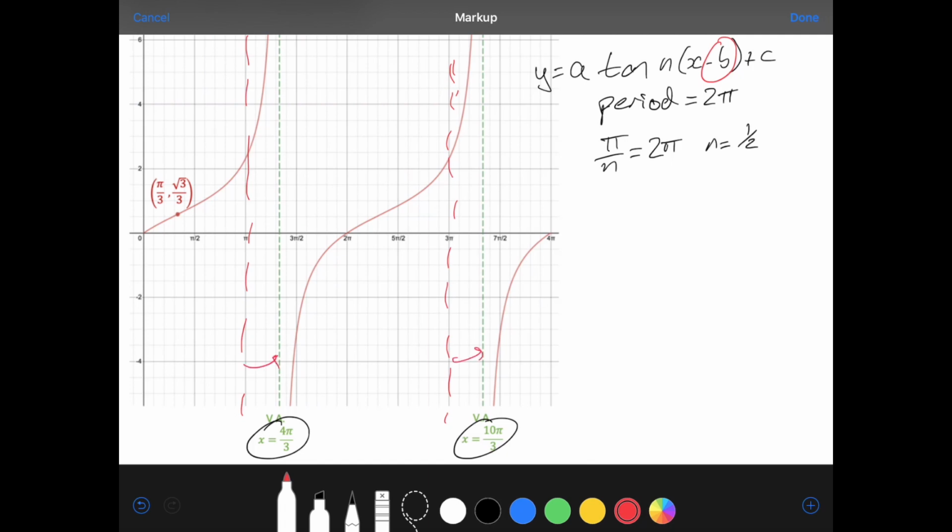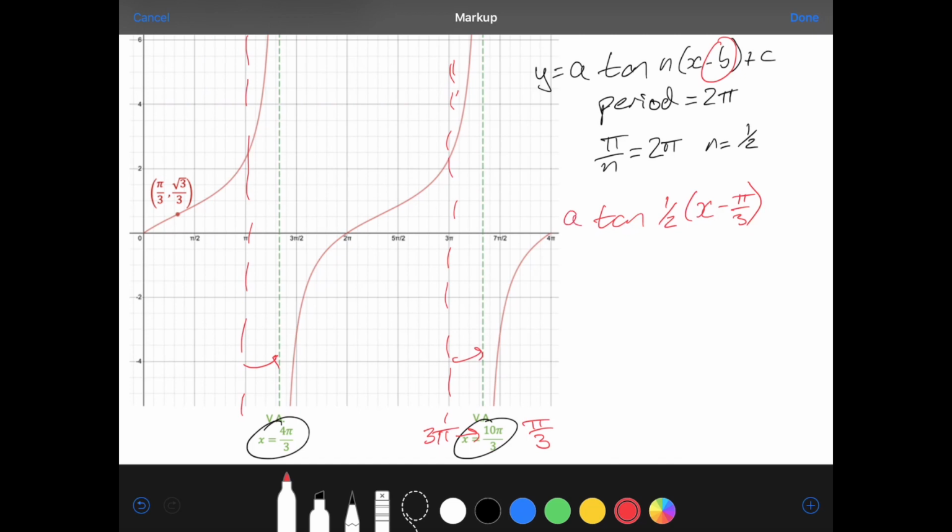And you can see that we've then translated a certain amount to get our asymptotes from there to there. How much? Well, this asymptote was previously at 3 pi. It's now at 10 pi on 3. 3 pi is the same as 9 pi on 3, so this is translated across pi on 3 after we've done our dilation. So thus we know that this can be written as tan of a half lots of x minus pi on 3. That translation is happening after we've done our dilation.